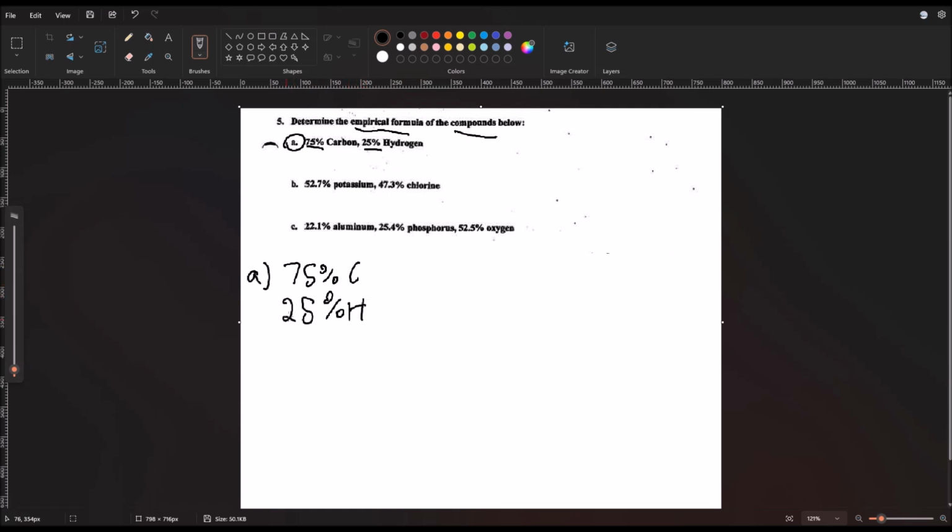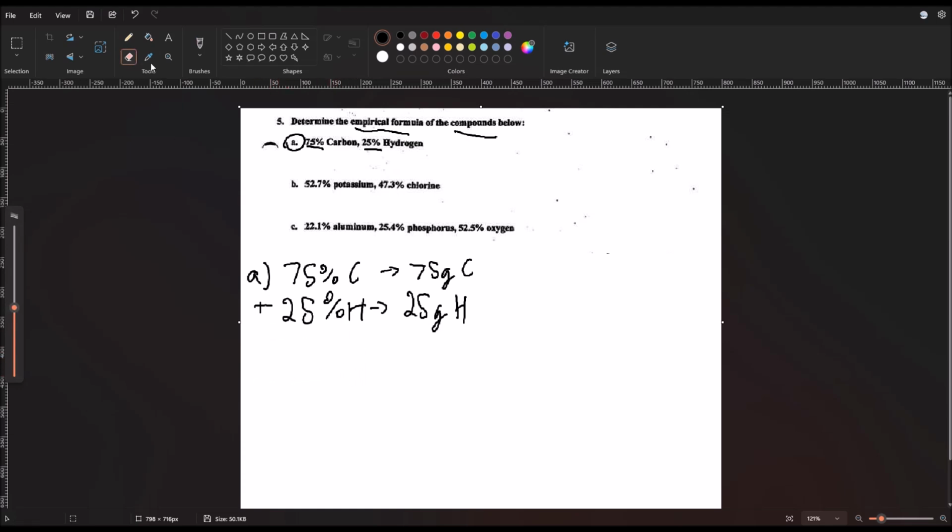Now, what's interesting and kind of intuitive is that these percentages add up to 100. We can now use that to convert our percentage to grams for the sake of easier calculation. So let's take the 75% and convert it into 75 grams of carbon. Let's take the 25% of hydrogen and convert it into 25 grams of hydrogen.